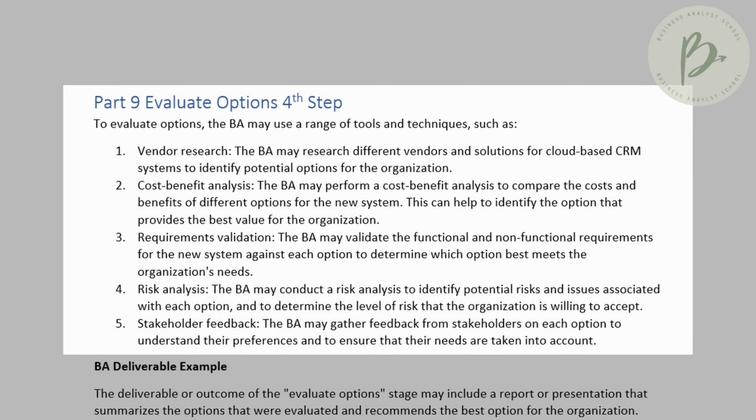You also will be performing stakeholder feedback, gathering feedback from your stakeholders on each option to understand their preferences. Because you're not the one making the decision. You need to let them know, these are various options we have. What do you prefer? This is what they can do. This is what they can't do, so that you ensure that their needs are taken into account. And remember, throughout these stages of the BA approach, the stakeholder engagement aspect is always there throughout.